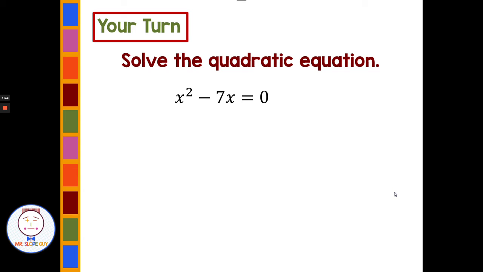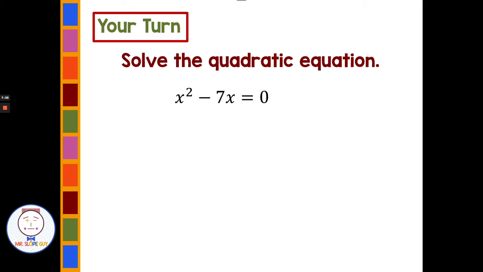All right, you guys pause the video here. Make sure you follow all 4 steps. Put it in descending order, factor completely, and solve each of the equations from the previous step. Pause the video here and come back and we'll check.